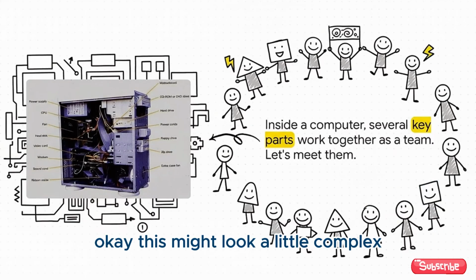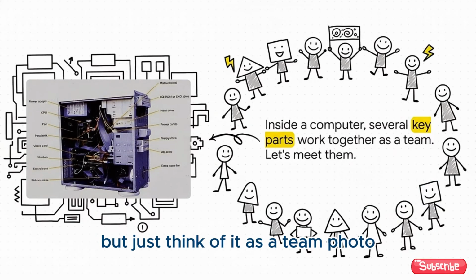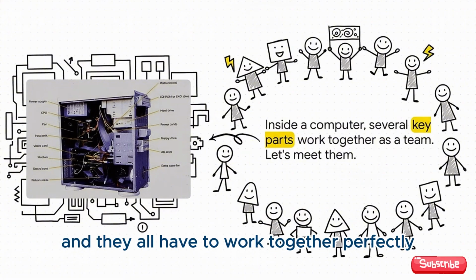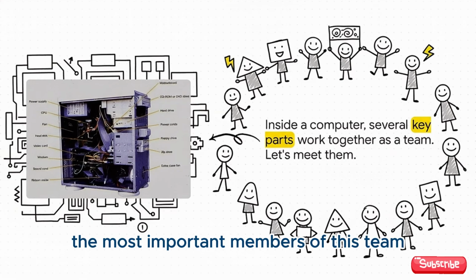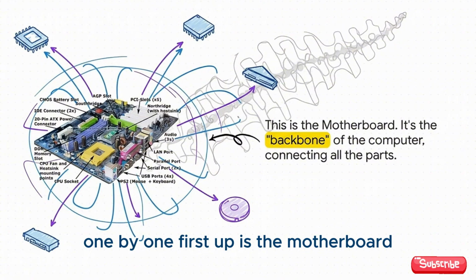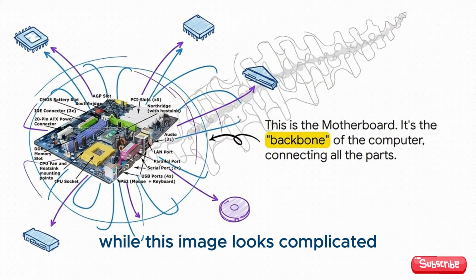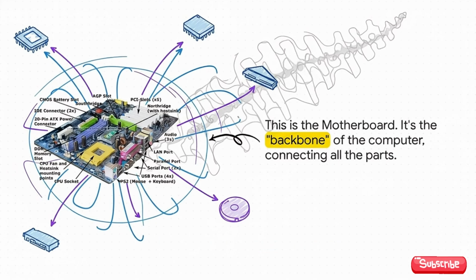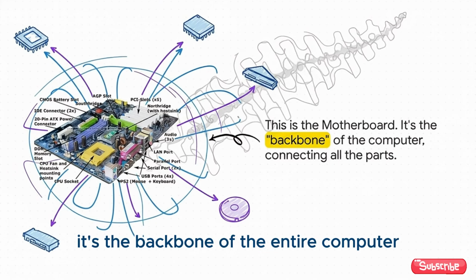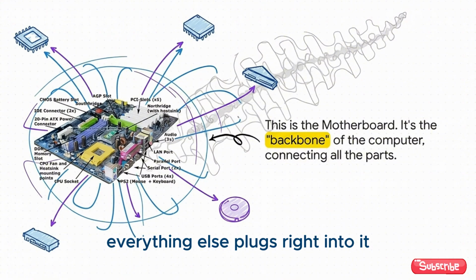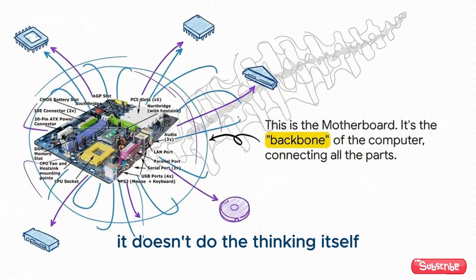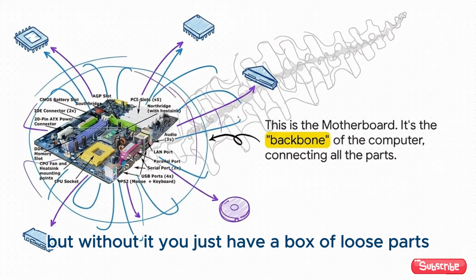Okay, this might look a little complex, but just think of it as a team photo. Each of these components has a very specific job, and they all have to work together perfectly. We're going to introduce the most important members of this team one by one. First up is the motherboard. While this image looks complicated with all those slots and ports, its job is actually pretty simple. It's the backbone of the entire computer. Everything else plugs right into it, and that's what allows all the different parts to talk to each other. It doesn't do the thinking itself, but without it, you just have a box of loose parts.